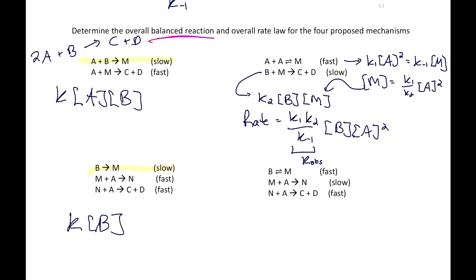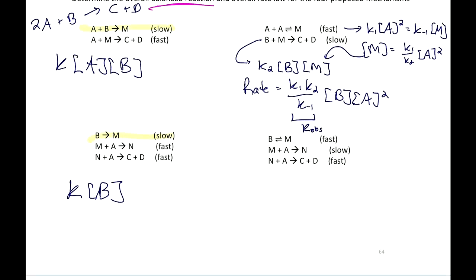All right, so let's do the last one. So this is the new one. So what's the rate law? Rate equals K, what number? K2 times M times A. Yes, because the second step is the slow step. Am I done? No, because M is not allowed. So we take the fast step.